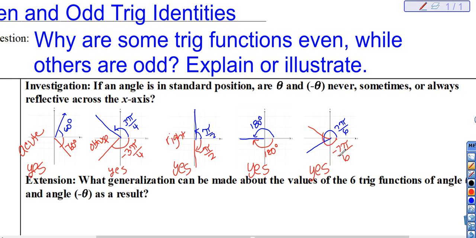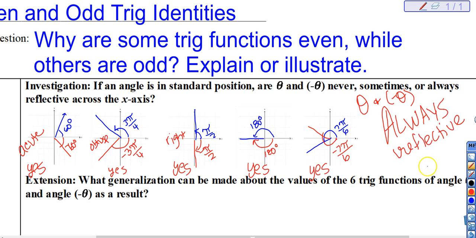And if we rotate around and around, because trig functions are periodic, every 2 pi they repeat over and over again. What conclusion can we say about angles in standard position if they're opposites? One's a positive and one's a negative. Are they never, sometimes, or always reflective? Always. So theta and negative theta are always reflective across the x-axis.